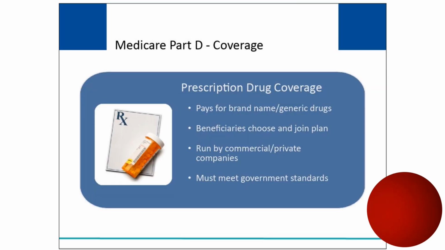Medicare Part D coverage. Medicare prescription drug coverage, which began January 1st, 2006, helps to pay for brand name and generic drugs. Medicare beneficiaries must choose and join a drug plan to receive the coverage. The drug plans are run by commercial insurance companies and other private companies. All drug plans must offer coverage that meets or exceeds the standard drug plan benefits as defined by the government.